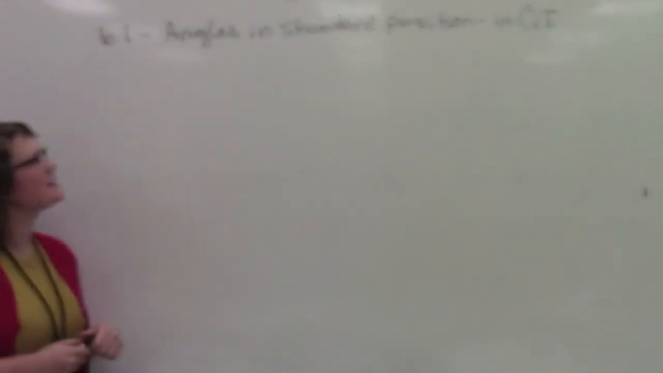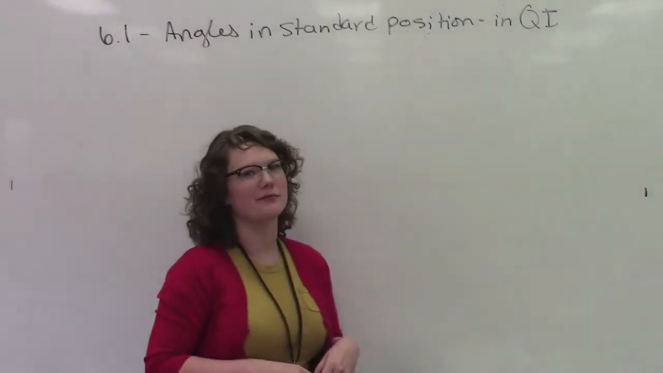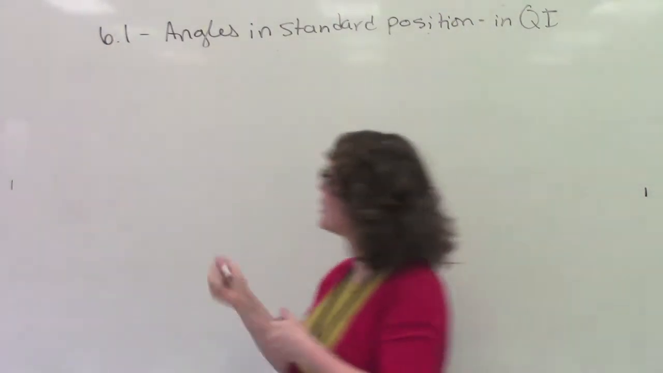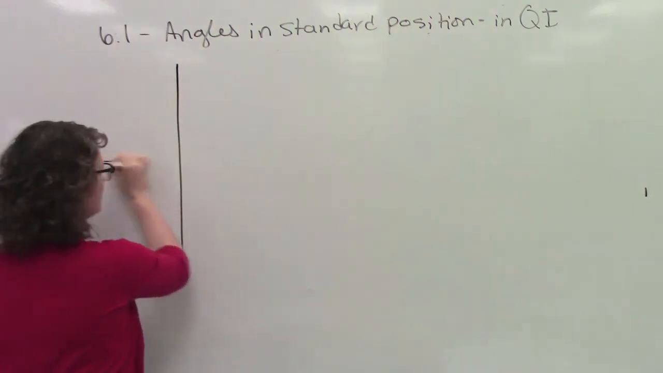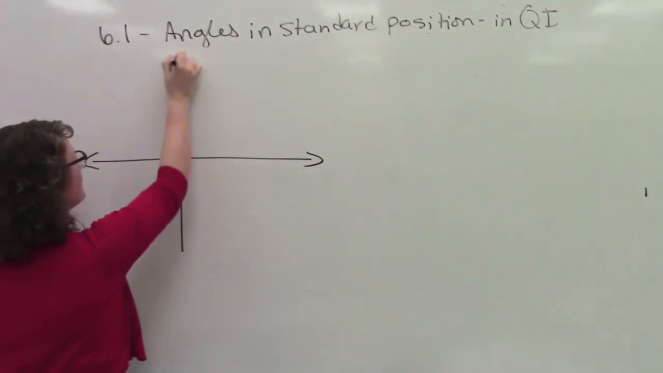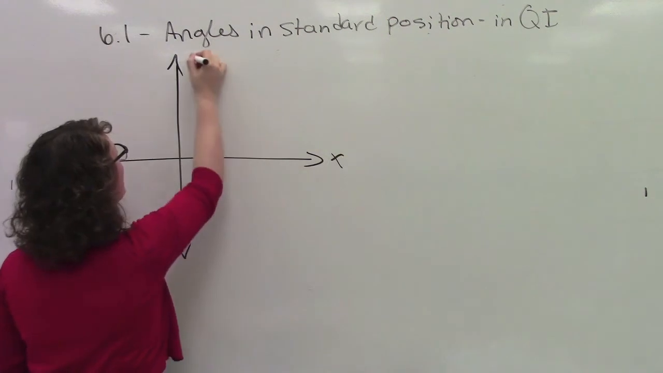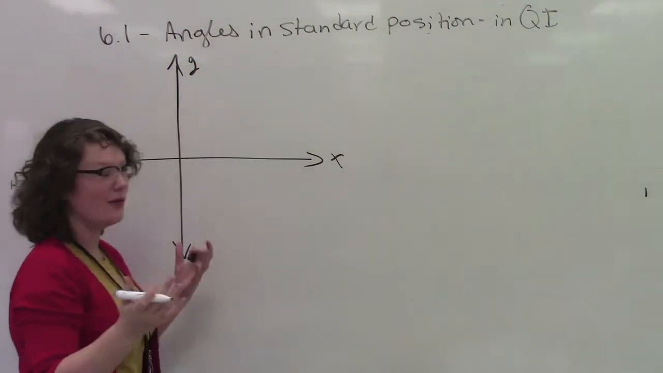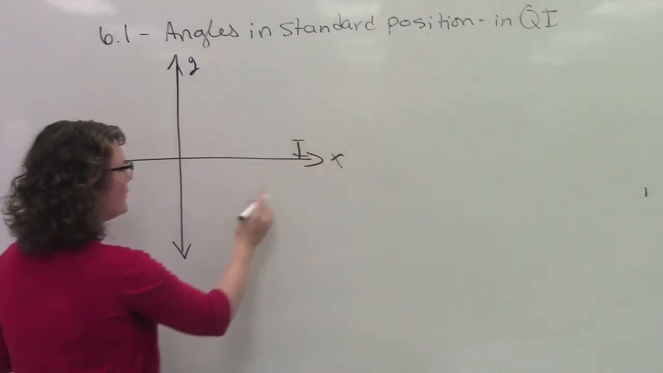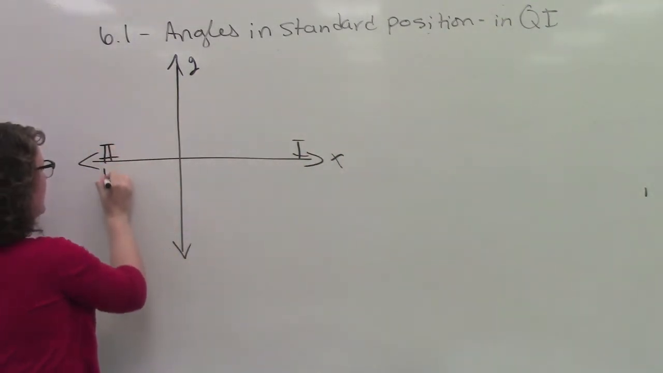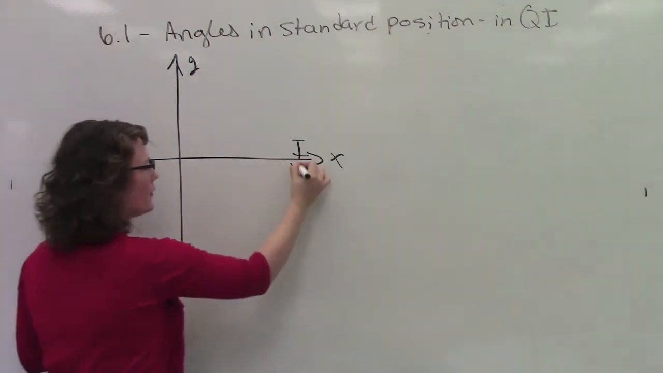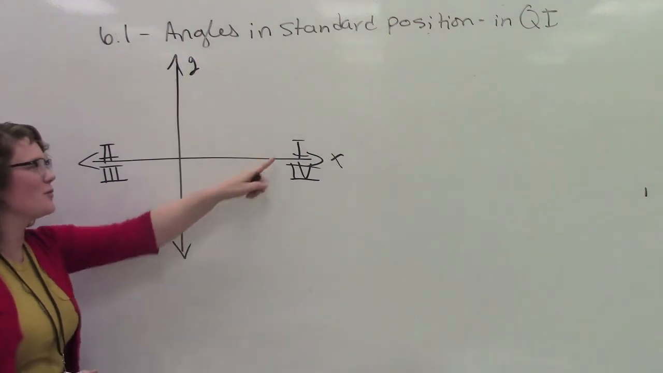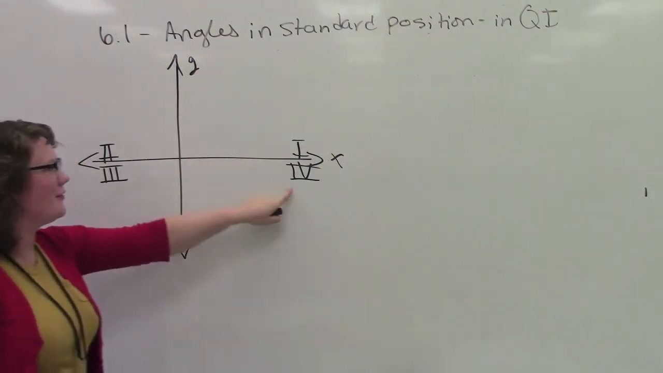6.1, angles and standard position in Q1. What does Q1 mean? It means quadrant 1. When I make the Cartesian plane and label it properly, X and Y, we have 4 different quadrants. We have quadrant 1, quadrant 2, quadrant 3, and quadrant 4. Not I, or IV. It's 1, 2, 3, and 4.